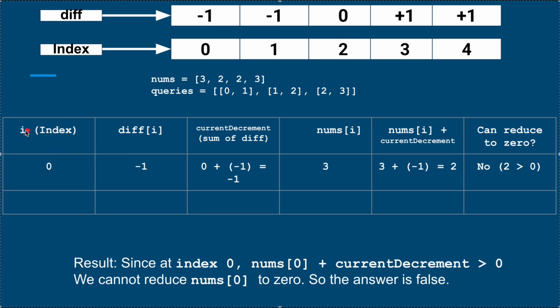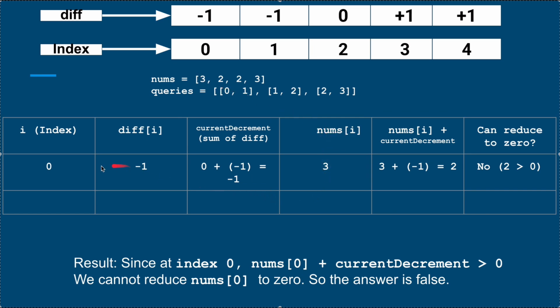So think about it, let's say I is at index 0, and difference is -1. Now we will do current decrement, meaning sum of diff, right? So let's suppose sum of diff means we have 0 and with -1, so what will come, it will come -1, right? If we find nums at I, nums at I is 3, right? So at index 0 nums is 3.